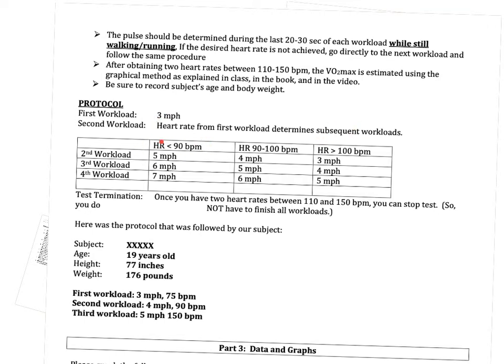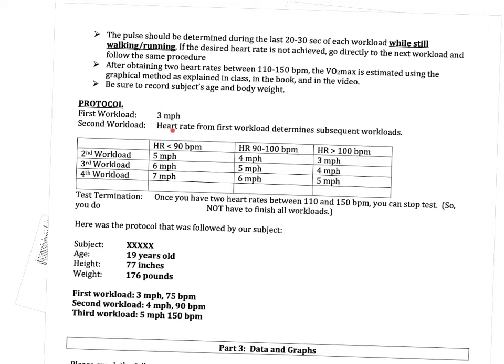So if their heart rate is less than 90 beats per minute, here's the protocol they would follow. If it's between 90 and 100 beats per minute, here's the protocol that they would follow. And if their heart rate is greater than 100 beats per minute, here's the protocol that they would follow. And for this test, we do this first workload and get a heart rate. That kind of helps us determine fitness level of the subject.